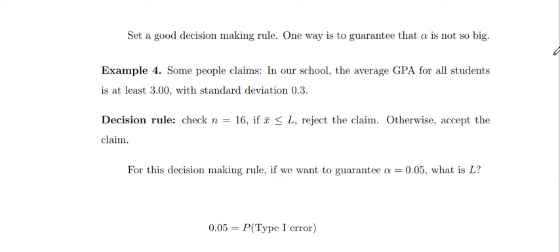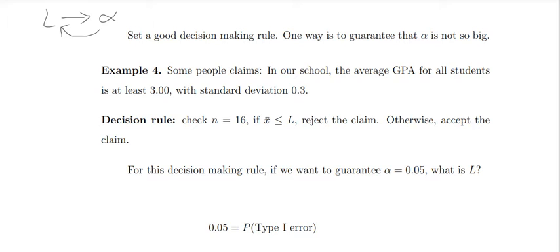Okay, so let's continue. Once we have this cut point L, then we can check whether this decision making rule is good. We can find this alpha. And on the other hand, if we want to guarantee this alpha, then we can determine the cutoff point.